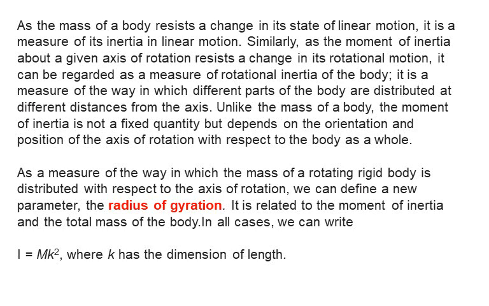As a measure of the way in which the mass of a rotating rigid body is distributed with respect to the axis of rotation, we can define a new parameter, the radius of gyration. It is related to the moment of inertia and total mass of the body, and mathematically I equals mk square, where k has the dimension of length and is the radius of gyration.